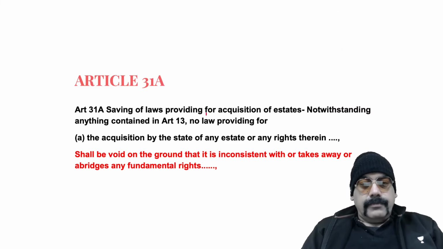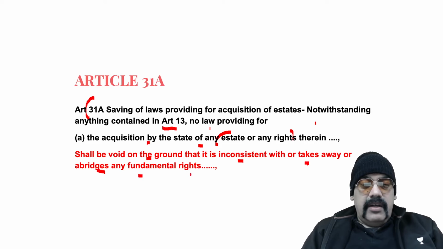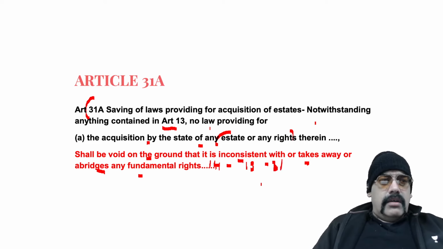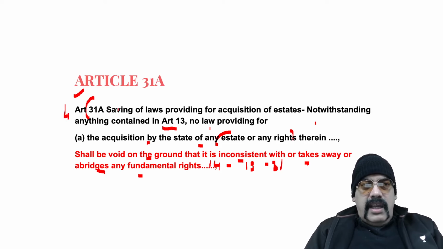The words are, Article 31A says, notwithstanding anything contained in Article 30, no law providing for acquisition by the state of any estate or any rights therein shall be void on the grounds that it is inconsistent with or takes away or abridges any of the fundamental rights. And they mentioned that this is not all the fundamental rights. This is 14, 19, and 31. If you care to read this, you're more than welcome. Be my guest, read Article 31A. You'll understand this more, although the language is a bit convoluted because the aim of it was to bypass Article 31.